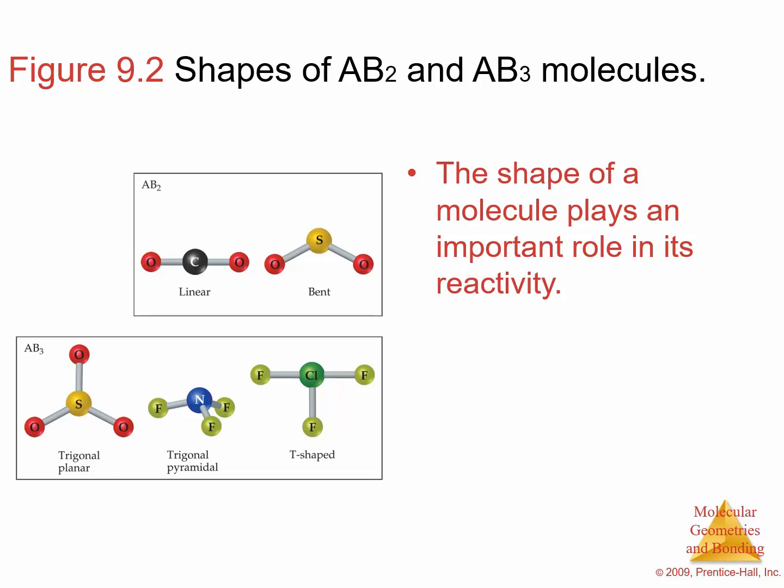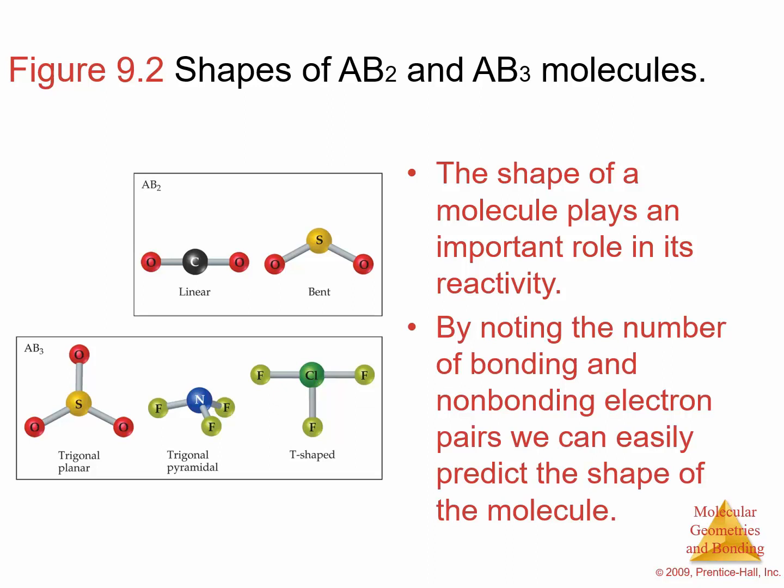Now, if the A atom lies in the same plane as the B atoms, the shape is trigonal planar. If the A atom lies above the plane of the B atoms, the shape is trigonal pyramidal. So, again, the shape of a molecule plays an important role in its reactivity. That's why we want to study this. Now, by noting the number of bonding and non-bonding electron pairs, we can easily predict the shape of the molecule.